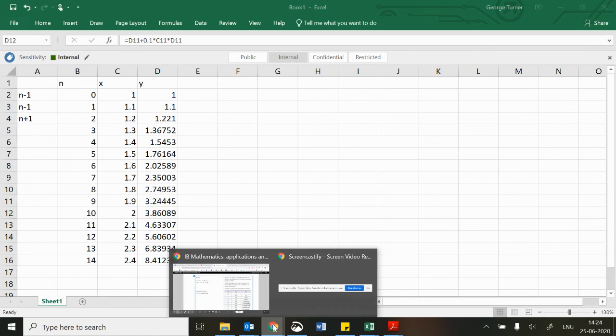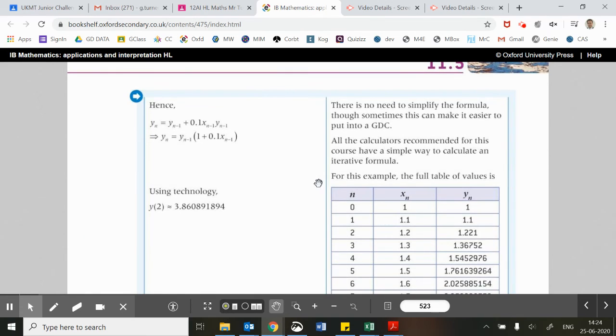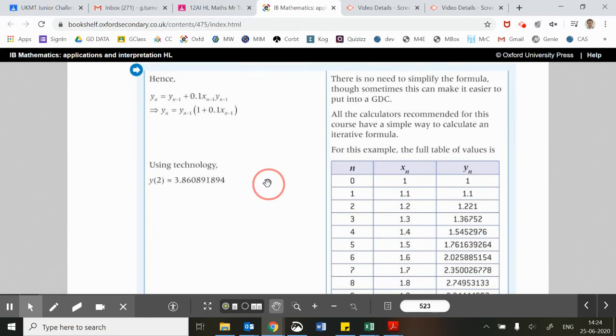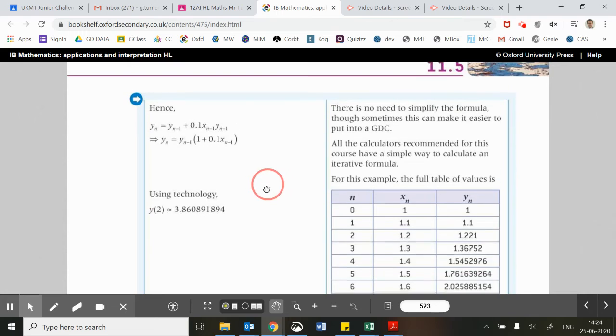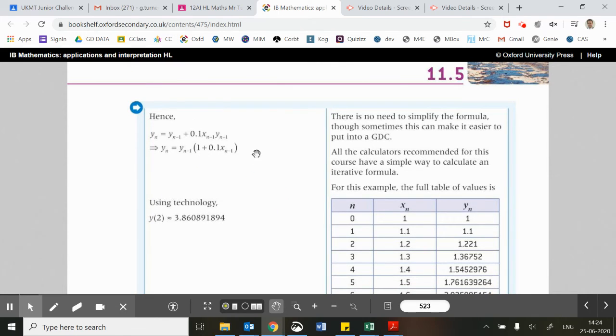Let's just check that in the book to see what they've done. There we go. And they just say, helpfully, use technology. Well, we're going to use technology in a second other than Excel, but that's exactly what we've just done here. Now, have a look at this. They've just done this slightly differently here. All they've done is factorized out the y n minus 1 from both of these expressions here. Remember again, this x n minus 1, y n minus 1 was the function for the derivative in this case.